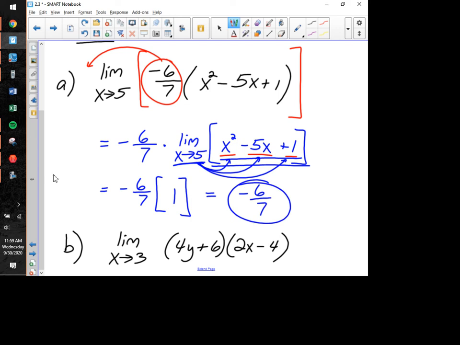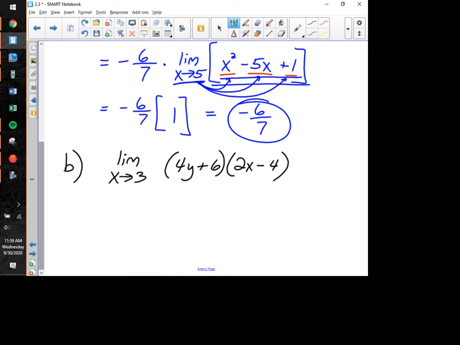And I wanted to do one more problem with you here in this section, just because this one bothers people a little bit. And I think one of these shows up on your homework, so I thought I would try to head off a question here before it got asked. Taking a limit as x approaches 3 of 4y plus 6 multiplied by 2x minus 4.